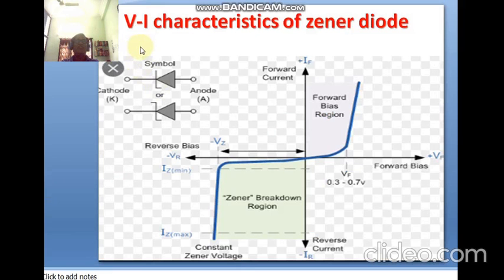If you come to the VI characteristic curve of the Zener diode, this is the curve. This region is known as the forward bias region. This region is known as the Zener breakdown region or reverse region, because if the Zener diode is connected in forward bias, it acts as a normal diode. So this curve is similar to the normal diode curve.